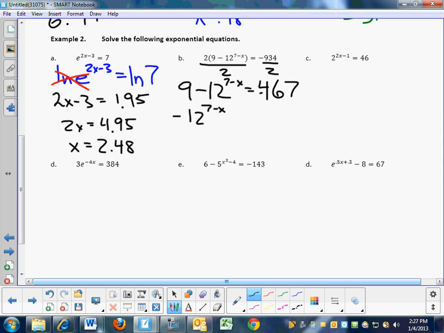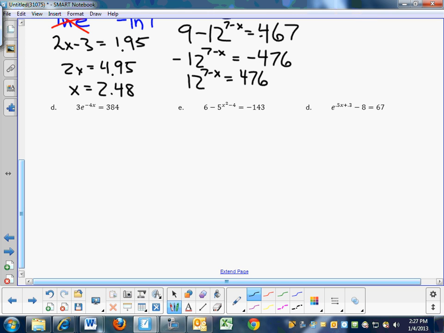7 minus x equals negative 476. Divide by a negative. Get 12 to the 7 minus x is equal to 476. Now what?